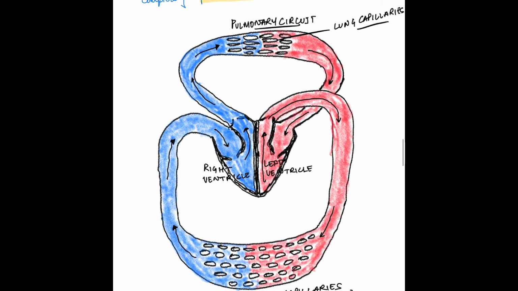Let's look at the diagram. Right atrium receives deoxygenated blood from different parts of the body through the veins. This blood then goes into the right ventricle, and from the right ventricle it reaches the pulmonary circuit. This blood gets oxygenated in the lungs, and oxygenated blood returns to the left atrium. From the left atrium, this blood goes to the left ventricle. Left ventricle then pumps this blood into the systemic arteries, which deliver oxygenated blood to different parts of the body. And deoxygenated blood again returns through the veins to the right atrium.